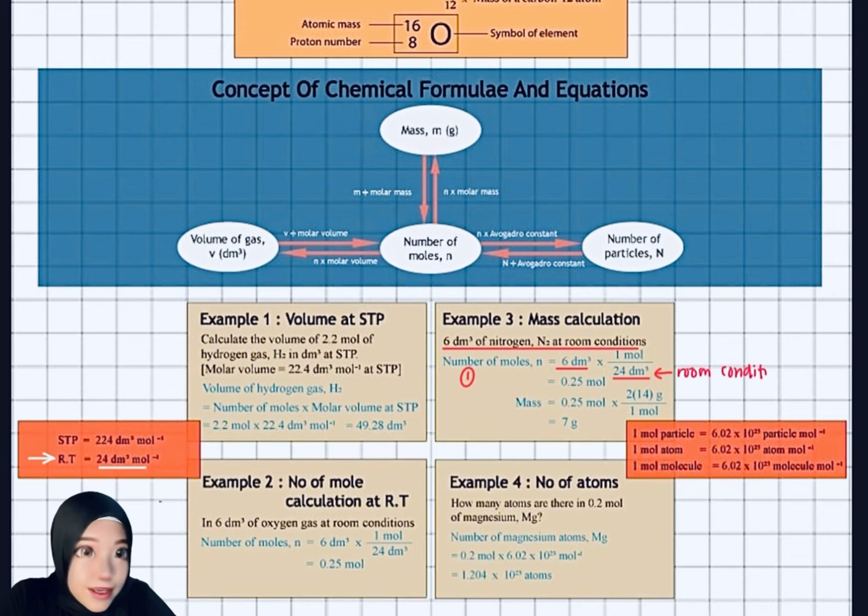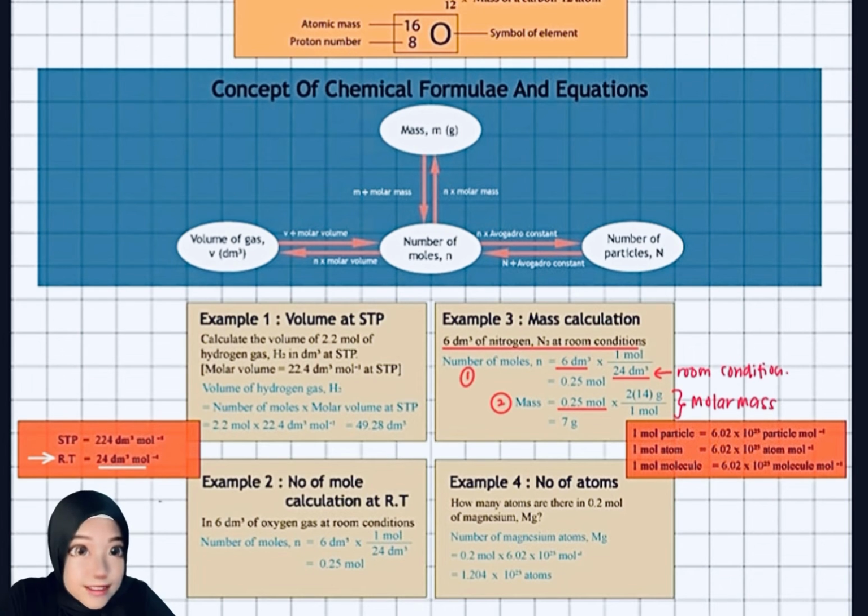Then, after we get the number of mole, we can use it to find the mass of nitrogen. We can use the formula number of mole times with molar mass. So now, take the number of mole that we already find, which is 0.25 mole, and times it with molar mass of nitrogen gas, which is 14 gram, but we need to times with 2 because there are 2 nitrogen atoms in nitrogen gas. And that is how you get the mass of nitrogen gas.